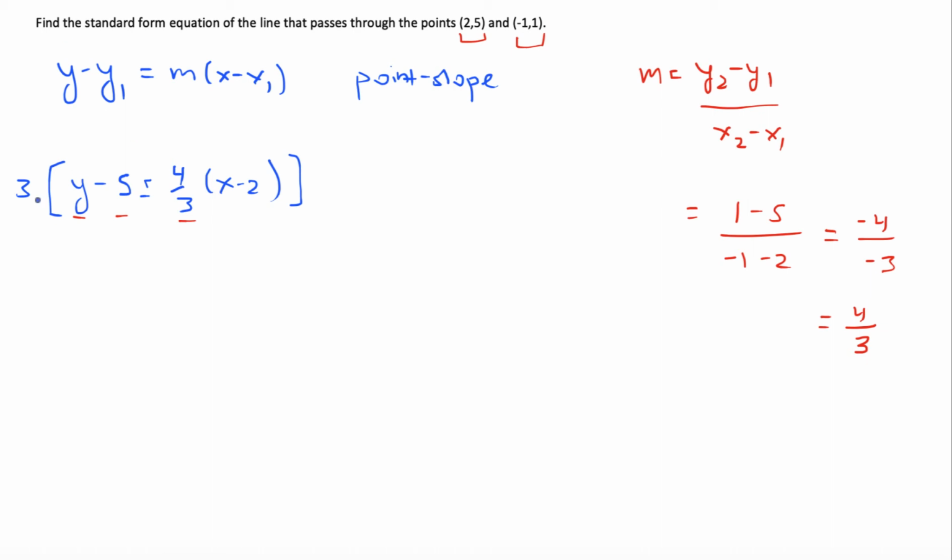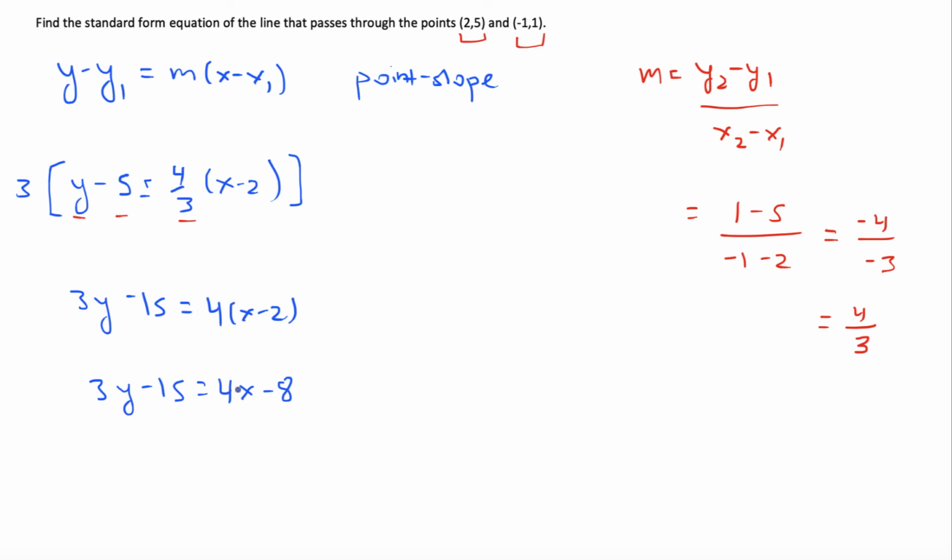Okay, so what happens? We get 3y minus 15. Now notice when you multiply this by 3, the 3's just cancel out. So we get 4 times (x minus 2). Now we should be able to distribute through the 4 on the right side. So we get 3y minus 15 equals 4x minus 8. And remember, standard form means we're not solving for y here. That's slope-intercept form. Standard form means let's get the x and y on the same side.